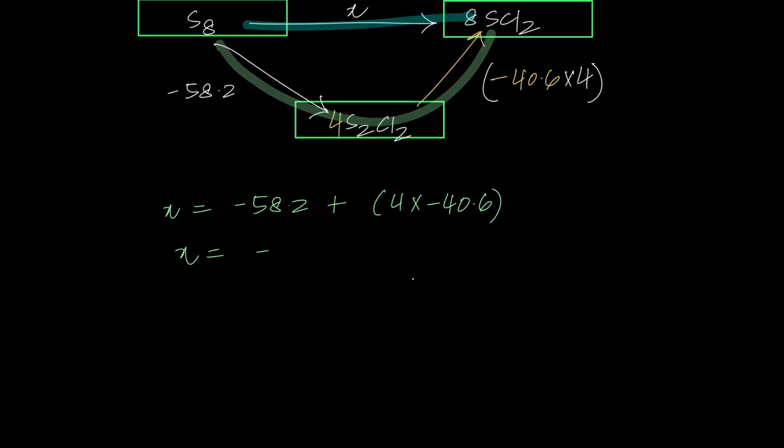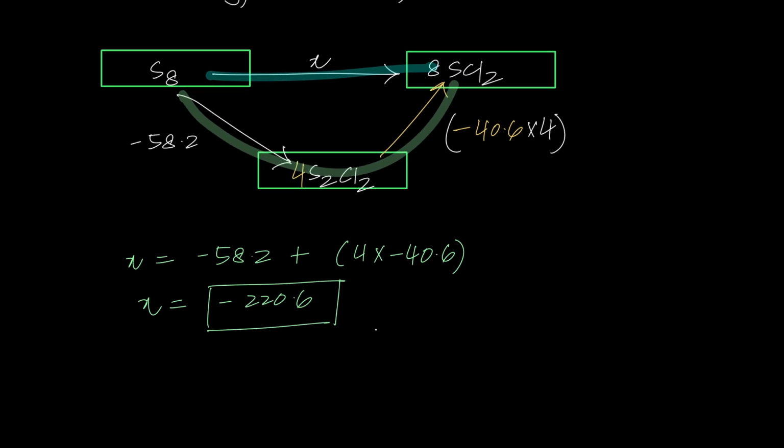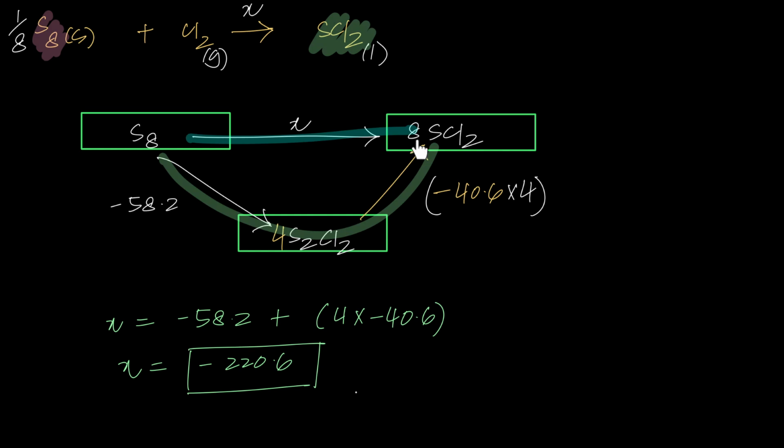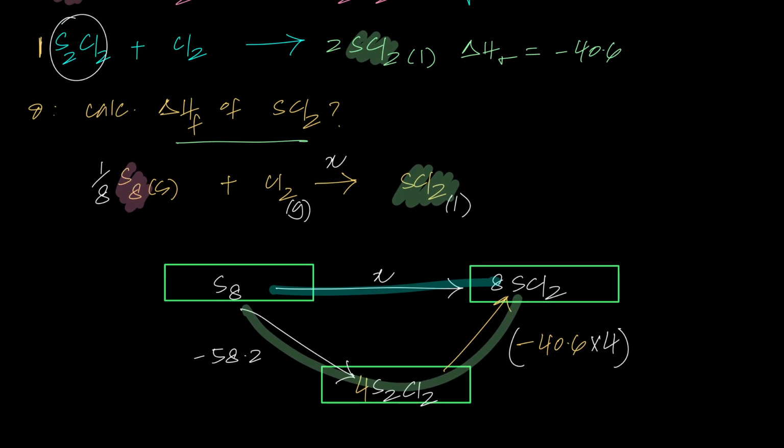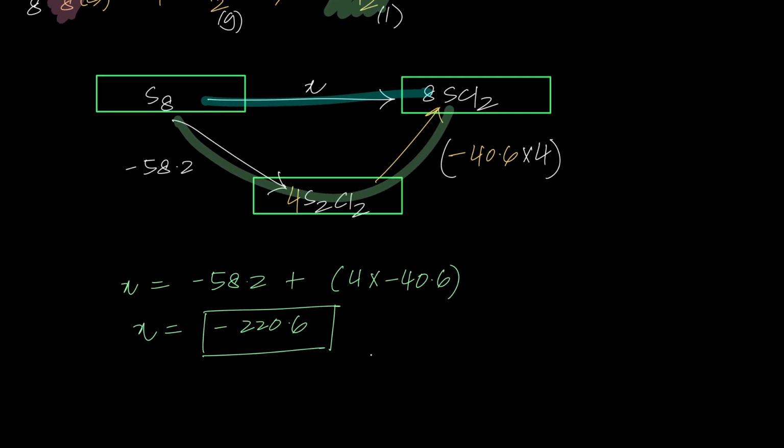Somebody. It's minus 220.6, right? But please understand, this X is minus 220.6 for 8 moles of SCl2 forming. You need 1 mole of SCl2 forming. This is for 8 moles. But delta H formation for SCl2 is for 1 mole of SCl2 forming. This enthalpy change that you've calculated is for 8 moles.